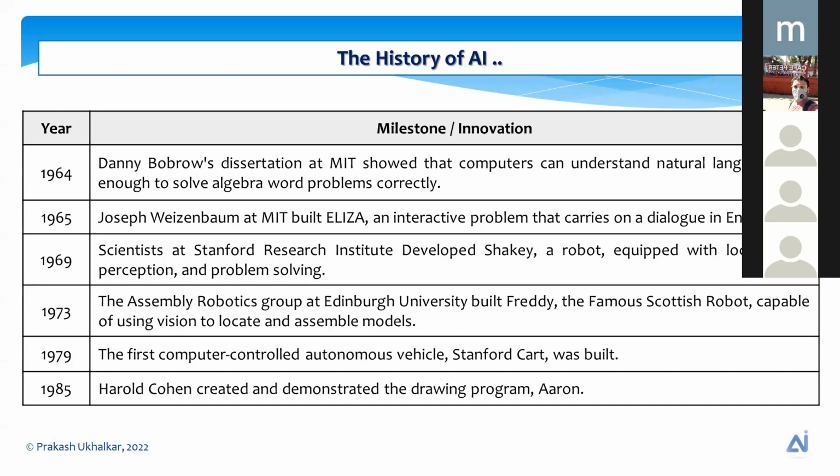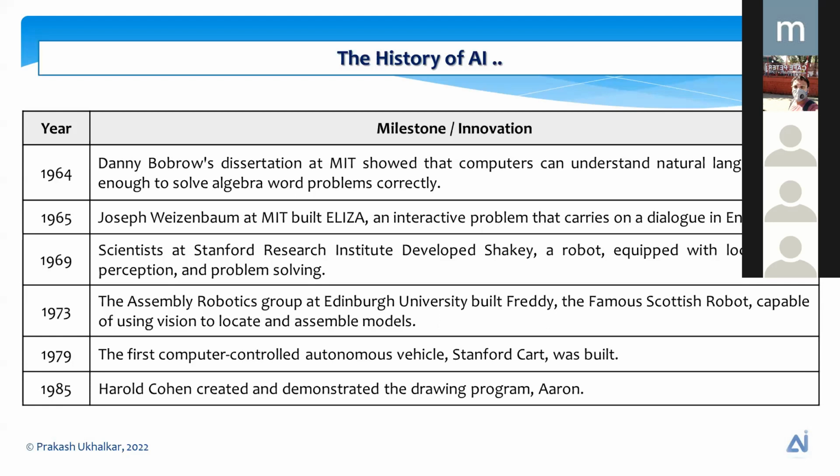So the first robot was basically developed so that it can move, take certain actions, perceive, and then solve problems. So it was limited, but it was the early development of robots at that time. In 73, the assembly robotics group at Edinburgh University built Freddy, the famous Scottish robot capable of using vision cameras to locate and assemble models. Right. So it was the early development in the AI field.